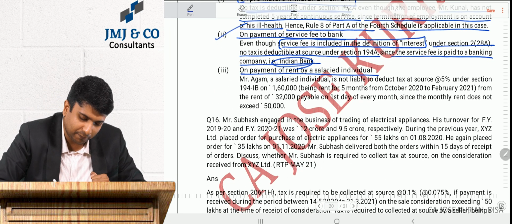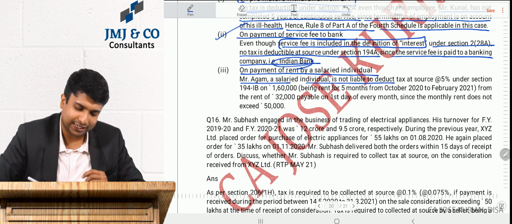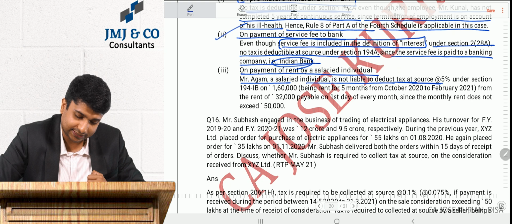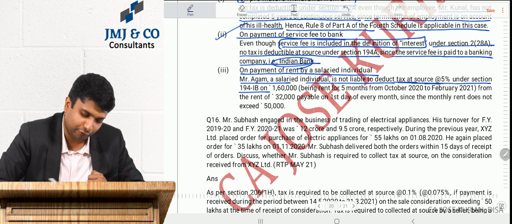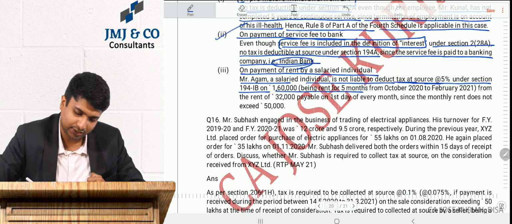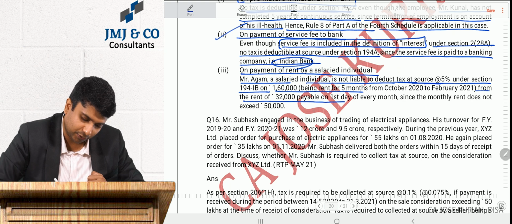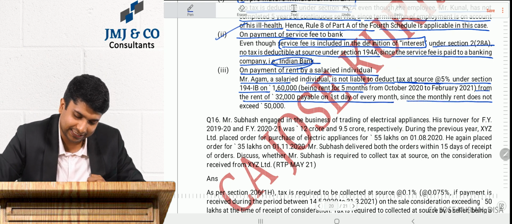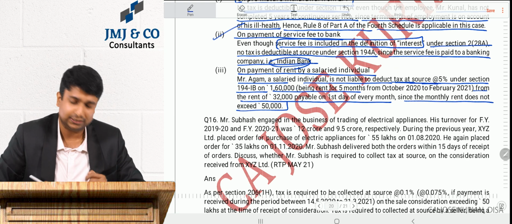On payment of rent by the salaried individual, Mr. Agam, a salaried individual, is not liable to deduct TDS at 5% under section 194IB on that 1,60,000 from a rent of 32,000 payable on the first day of every month, since the monthly rent does not exceed 50,000. That's what I've told you.